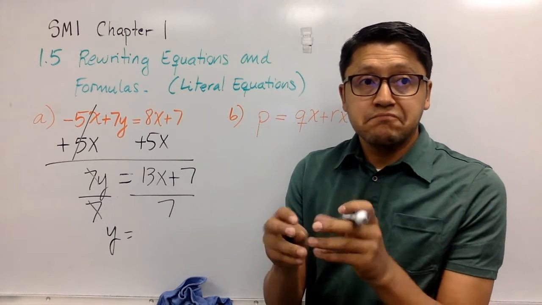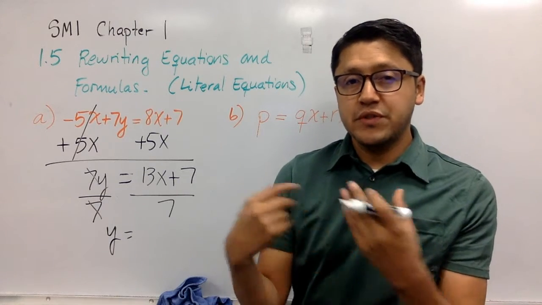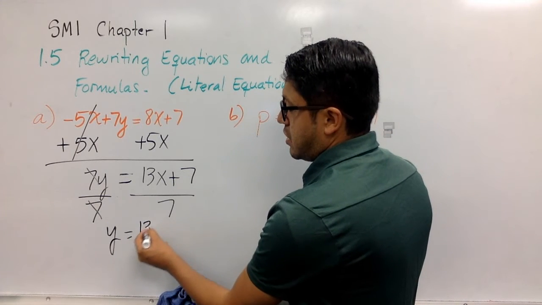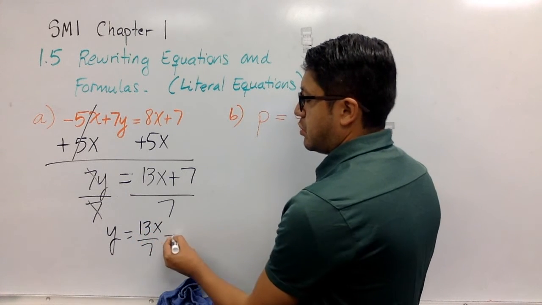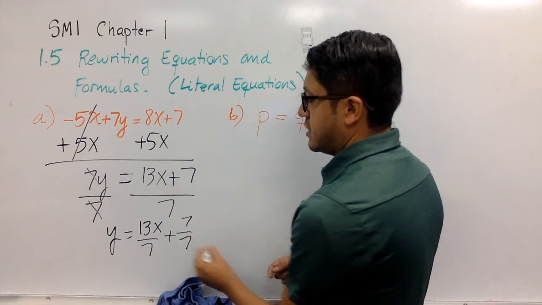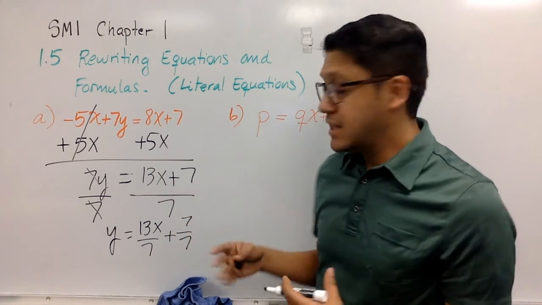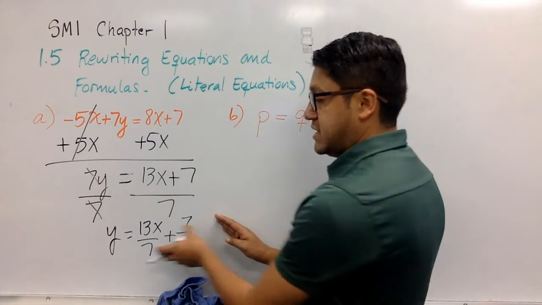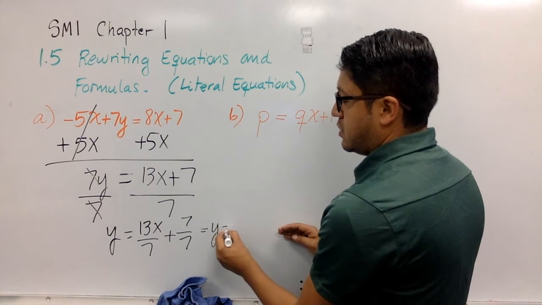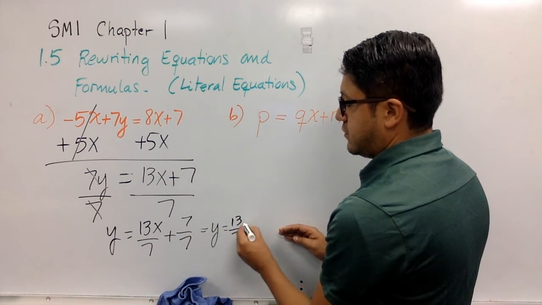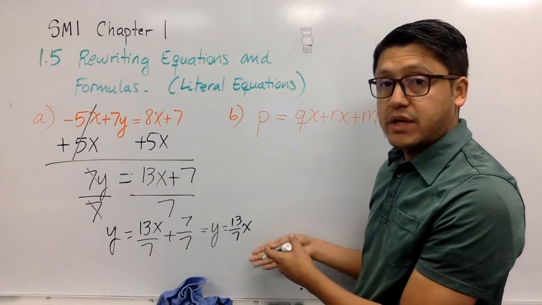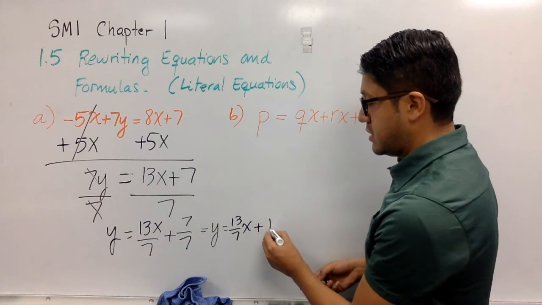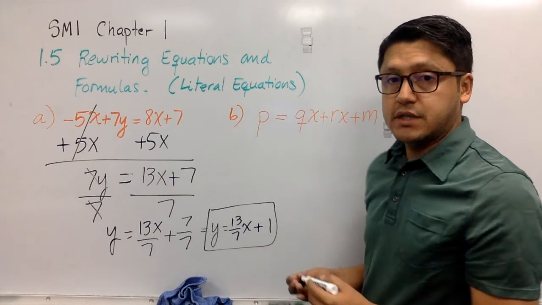Or if you want to show this fraction in a different way, you would just split it. So you say 13x over 7 plus 7 over 7. But 7 over 7 is 1. And I think that this is going to be more convenient as we move on. Please take this one into account. y will equal, look at this, 13 over 7 x. This is another way to show this, plus 7 over 7 is 1. And we're done. All right?